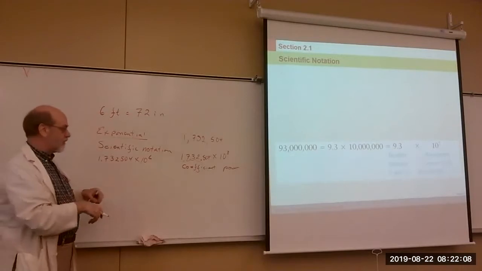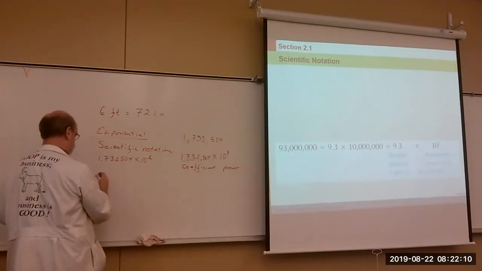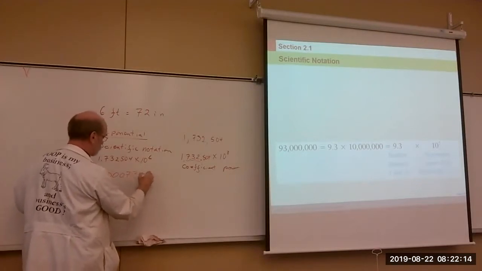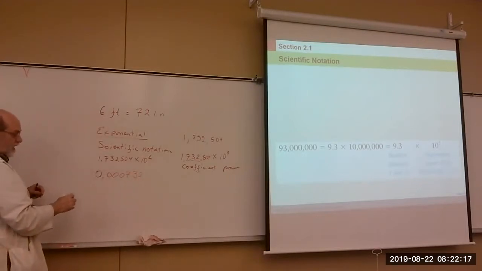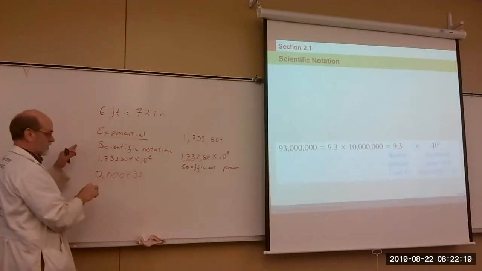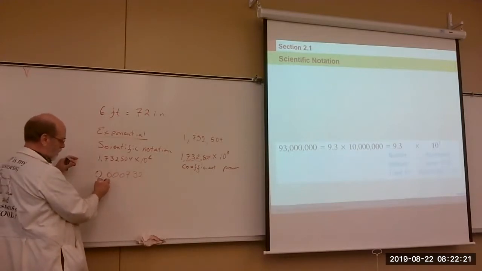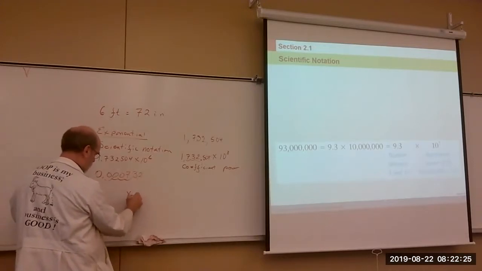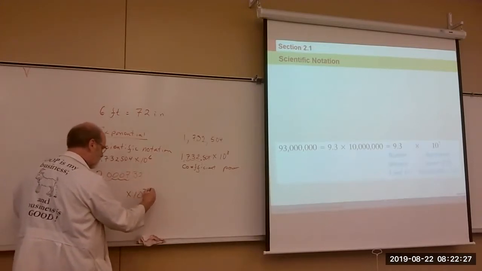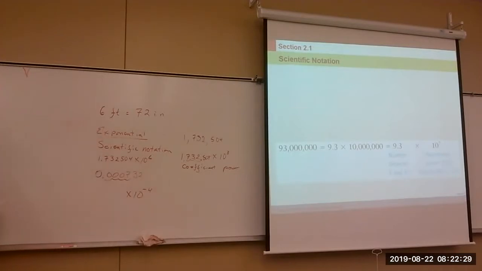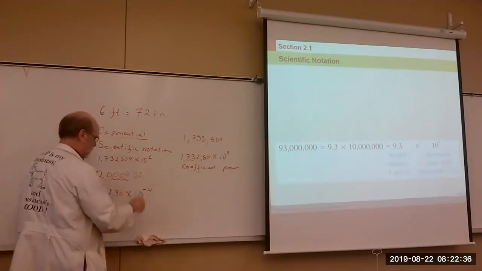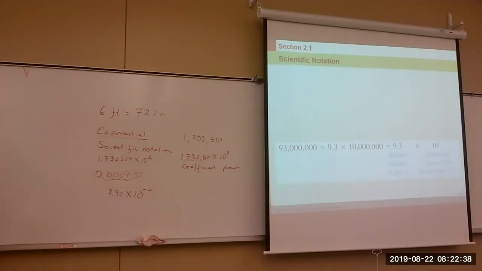Okay. If we have a number like 0.00732, just for argument's sake, and we tried to make scientific notation out of that, we would move 1, 2, 3, 4 places. Moving to the right, your power becomes a negative. And then it would be 7.32 times 10 to the minus 4. That's scientific notation.